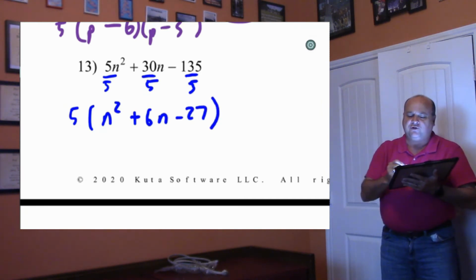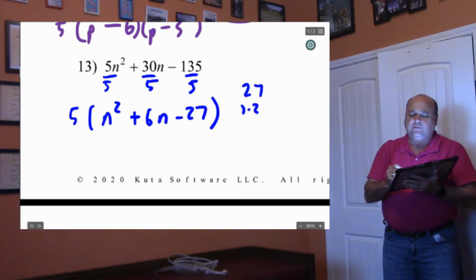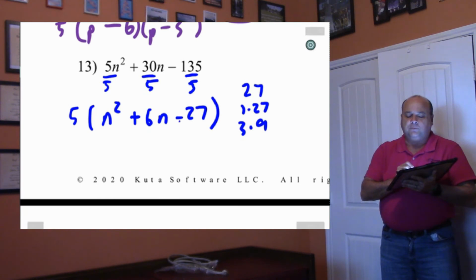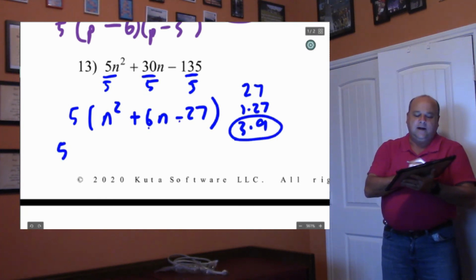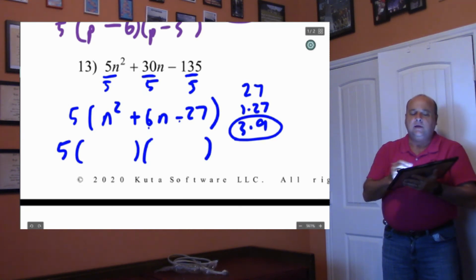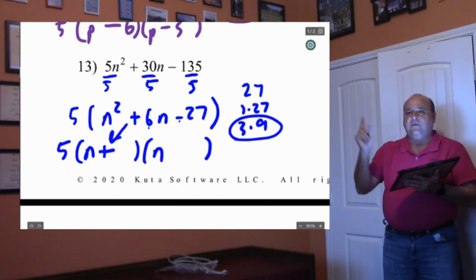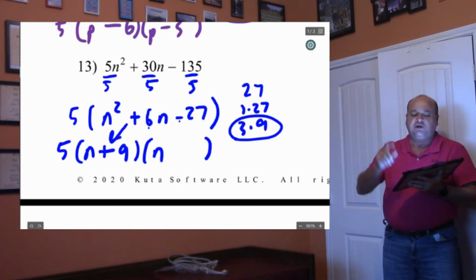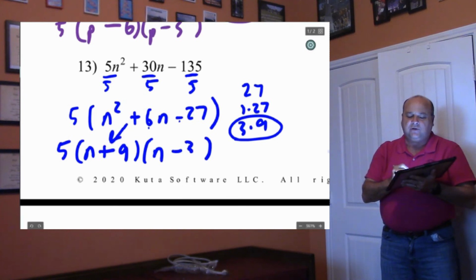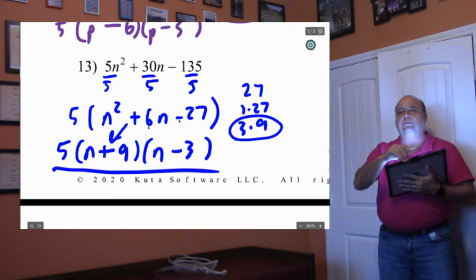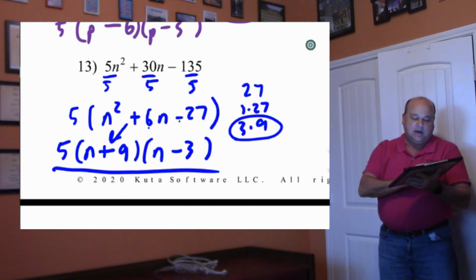I'm going to write my factors of 27. So 1 times 27, there's not many. 3 times 9, that's it. Which one subtracts and gives me 6? It's the 9 and 3. So I'm going to write down 5, draw 2 parentheses. I'm going to put n and n. This sign drops, and the 9 is larger. It goes first. What do I do to plus 9 to get to a plus 6? I need to minus the 3, don't I? This right here would be the answer. Piece of cake.